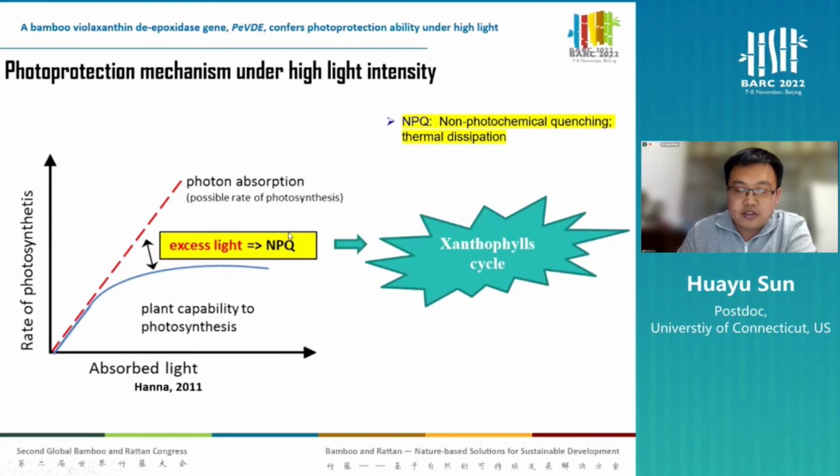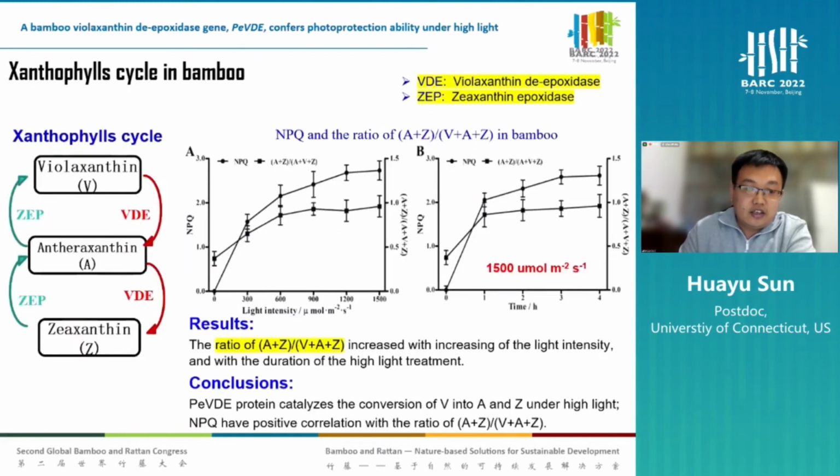There are many forms of photoprotection mechanisms under high light in plants. The xanthophyll cycle is one of the most important and rapid mechanisms to transfer the excess absorbed light energy to thermal energy under high light. We can see the xanthophyll cycle reaction in the left panel. Under high light, the pigment violaxanthin is catalyzed to de-epoxidation by the enzyme VDE.